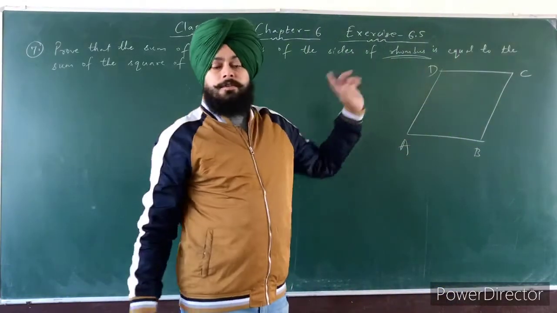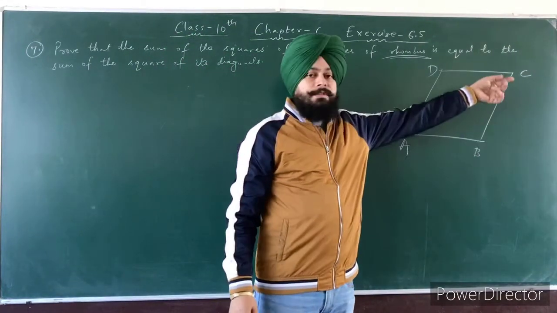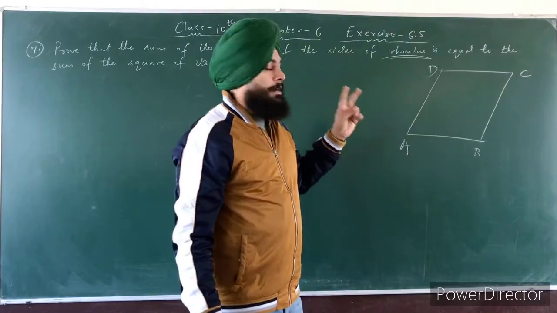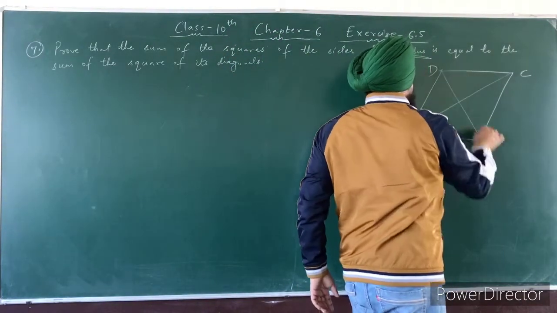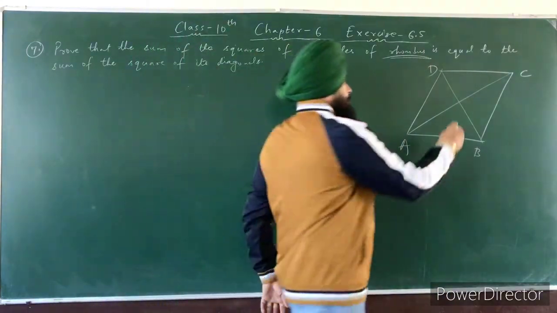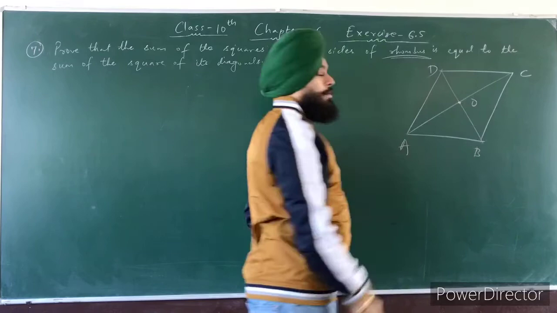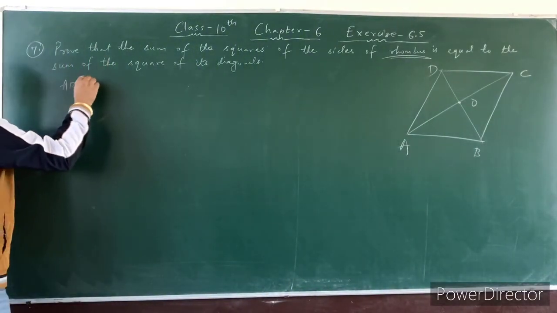This ABCD is a rhombus in which all sides are equal. We know that AB is equal to BC is equal to CD is equal to DA, and there are two diagonals in this rhombus, diagonal AC and diagonal BD. Both diagonals AC and BD intersect each other at point O. Alright, so right here ABCD is a rhombus.